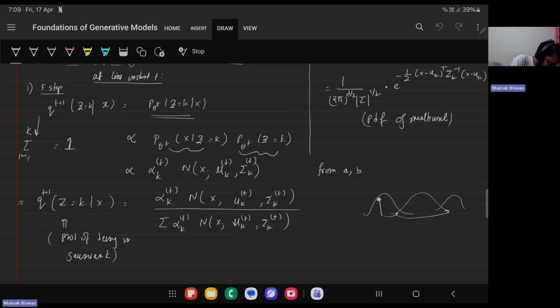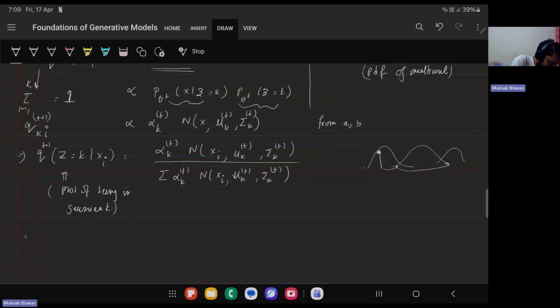Okay, so I will define this for the data point i. You have n data points. For the data point i, I will write this as Q K i, t plus 1. This joint distribution, I'll put as this notation. Right, now is the M step.